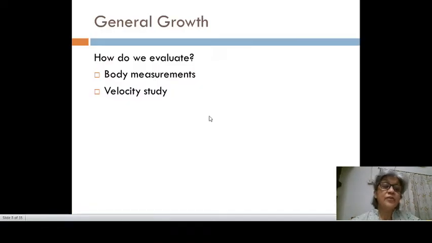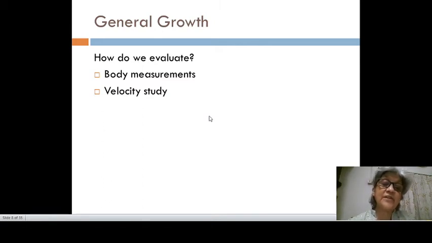Remember, for the general growth, we need to do some body measurements. So the child is growing in size. What can we measure? We can measure at one point. Right now, a child is brought to you and you will measure the various measurements like weight, height. We'll come to those later.